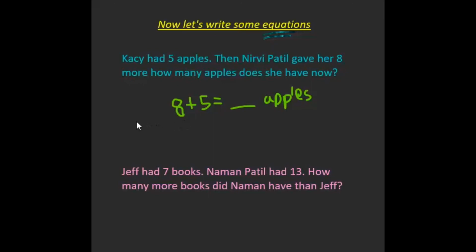Okay, so I'll just use sticks to show you guys. So 1, 2, 3, 4, 5. And then we're going to add 8. So 1, 2, 3, 4, 5, 6, 7, 8. Okay, so this is 13. 1, 2, 3, 4, 5, 6, 7, 8, 9, 10, 11, 12, 13. See that? Exactly 13. Okay, combine. See, this would work.